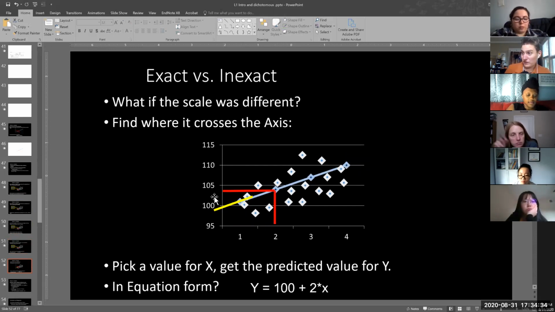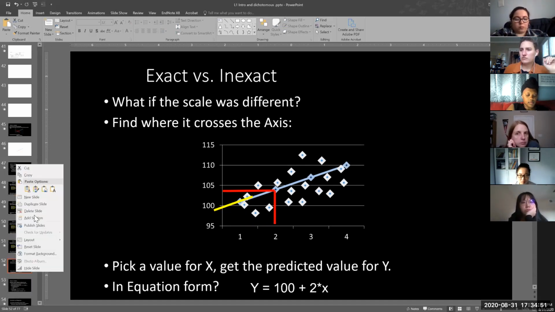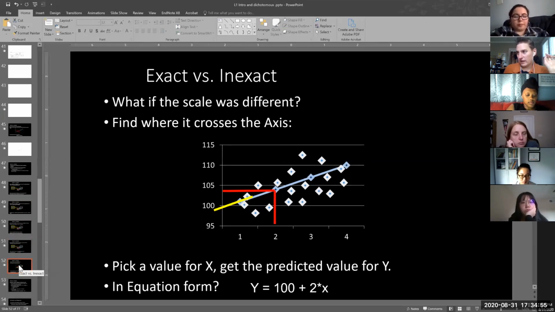What if the scale was different? This is just me moving things around. Instead of it being 0, now my scale went from 95 to 115, and so now my y-intercept is 100. But the look of this relationship is the same. That is less important. I'm not very concerned about you understanding that right now.